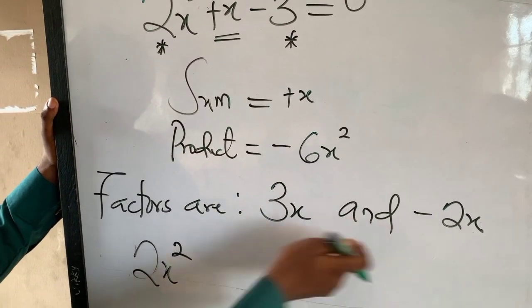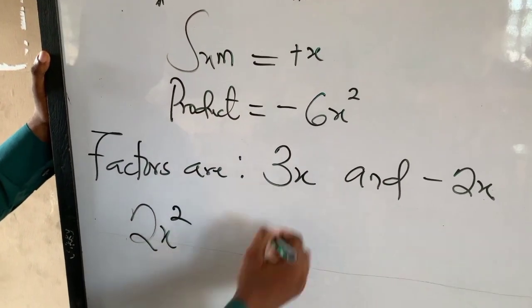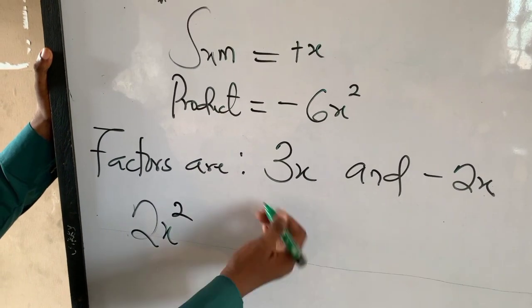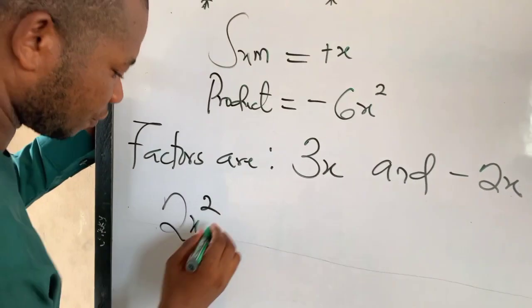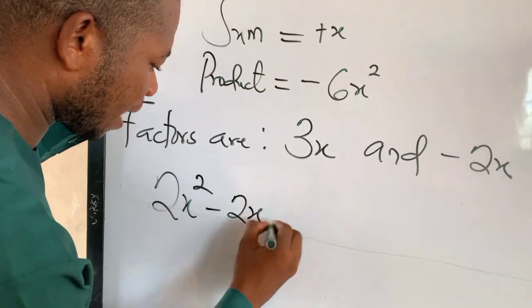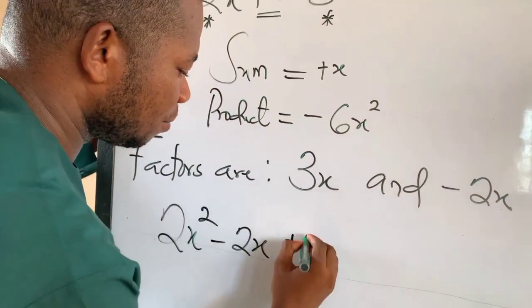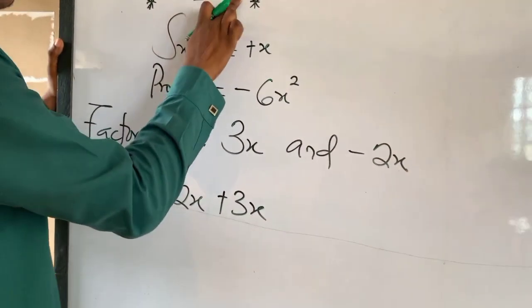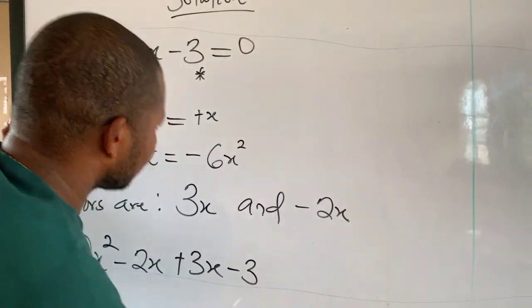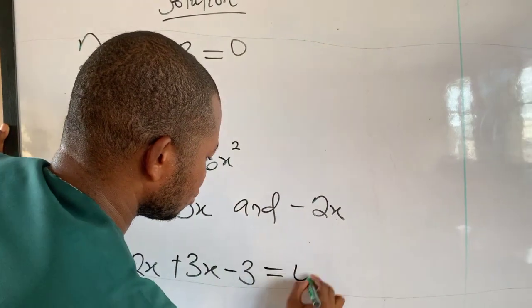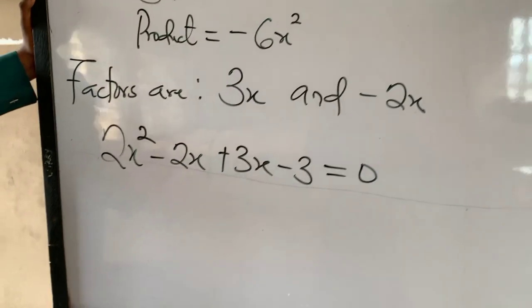I can decide to bring any of them first. I can decide to bring plus 3x first, or I can even decide to bring this one first. But because there is 2 here, let me bring this one first. I have minus 2x, and then what do I have here? Plus 3x. Then you now write your final number here, which is minus 3 is equal to 0. It's as simple as that.